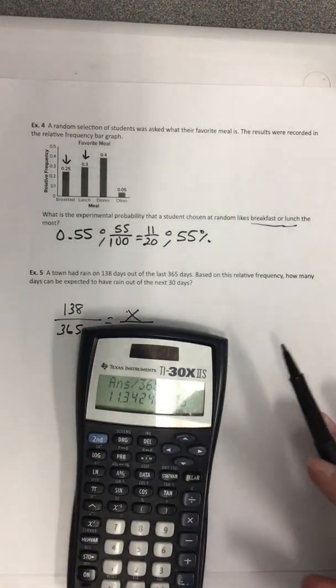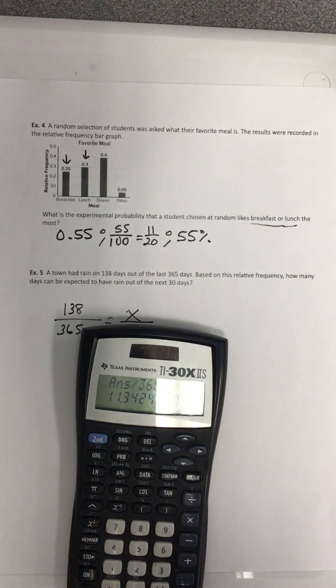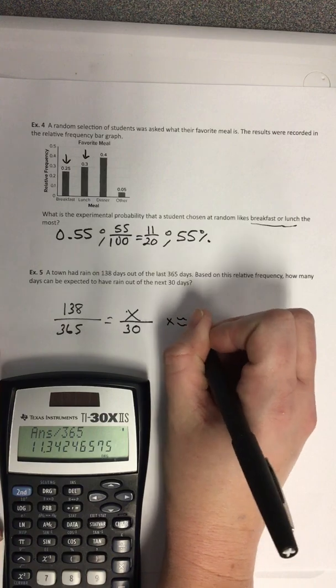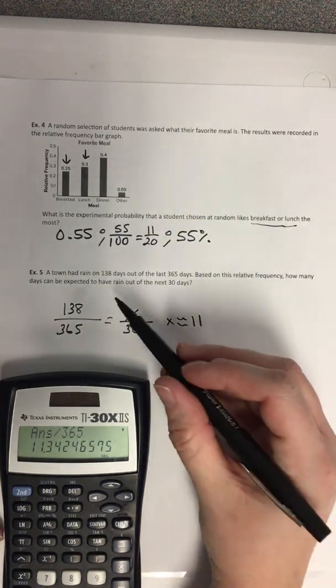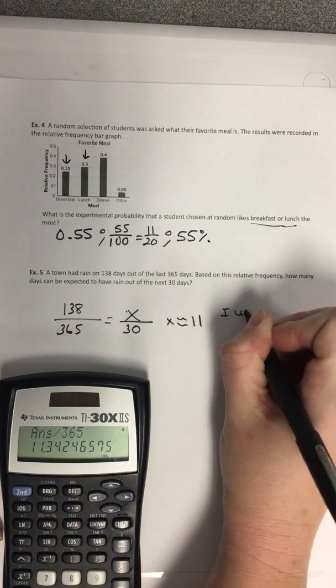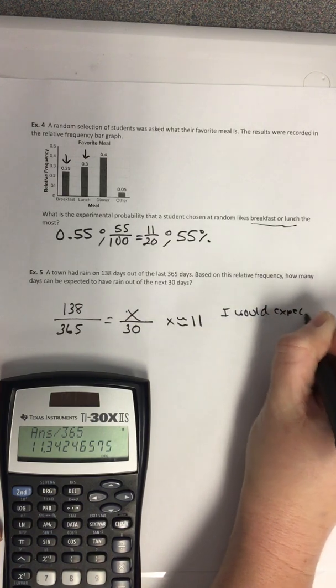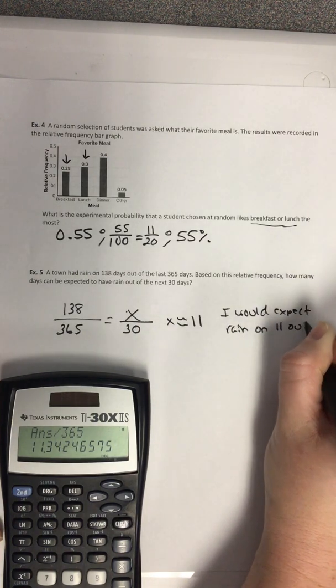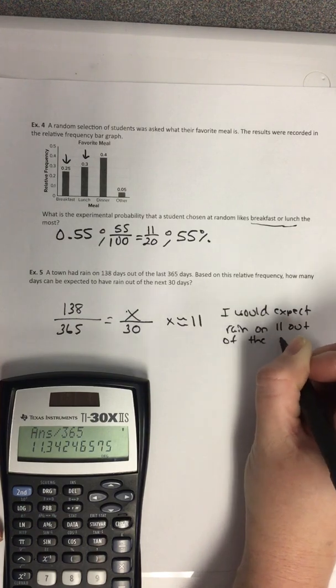Now, I get 11 3/10 if I round, right? It's how many days can I expect to have rain out of 30. So I'm probably not going to be talking about a partial day here. So it's 11 3/10, so I'm going to bump that down to the nearest whole day. So I would round that to 11 days. So x is about 11. So how many days would I expect rain on? 11 out of the 30 days.